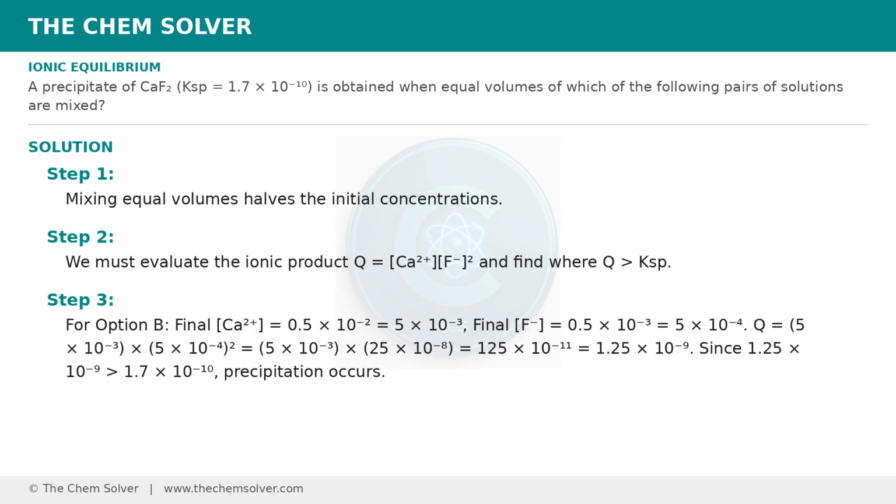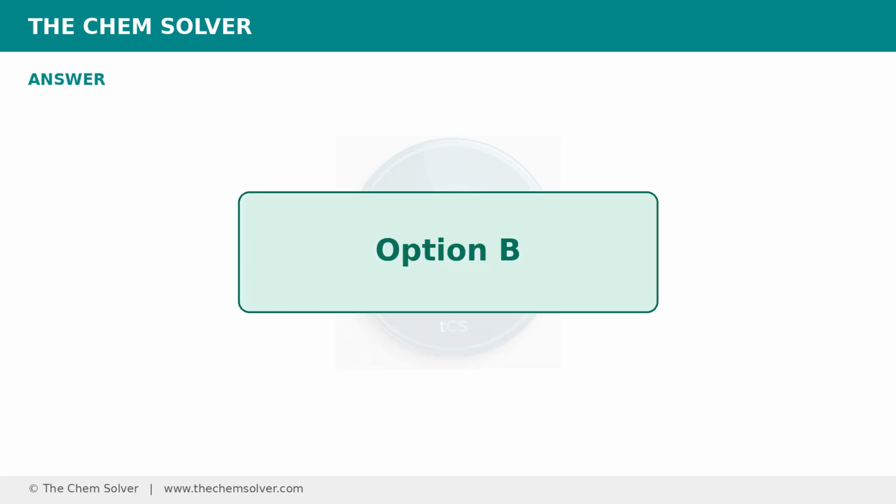Since 1.25 times 10^-9 is greater than 1.7 times 10^-10, precipitation occurs. The answer is B.